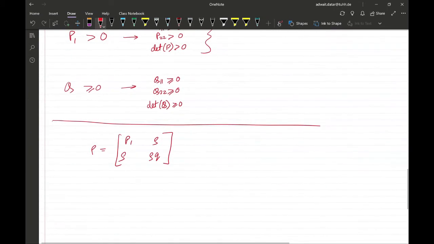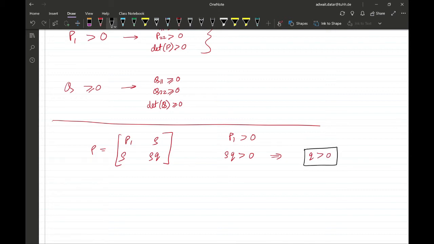So we additionally need P1 to be positive. We need rho Q to be positive, and because rho is positive, we need Q to be positive. So this is the first condition that we obtained on Q.